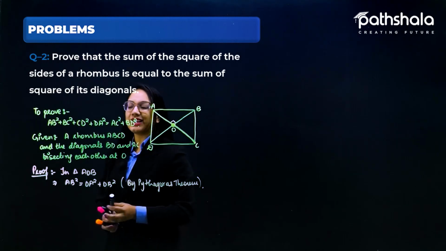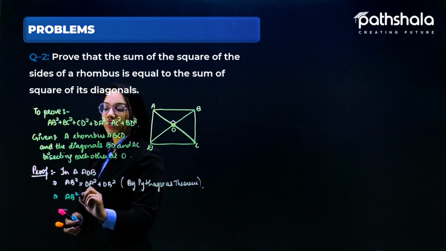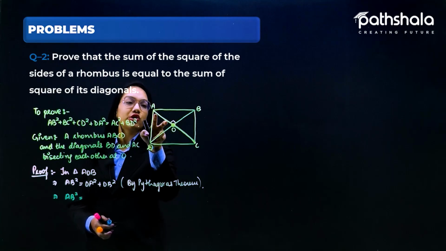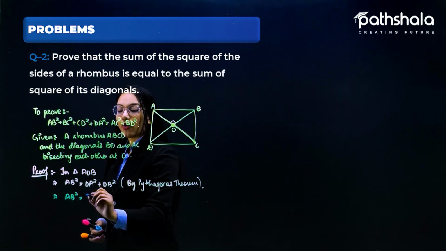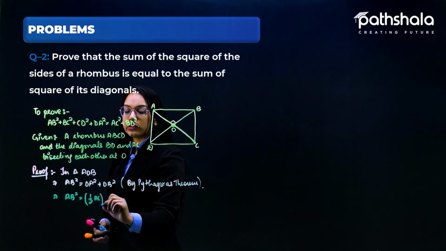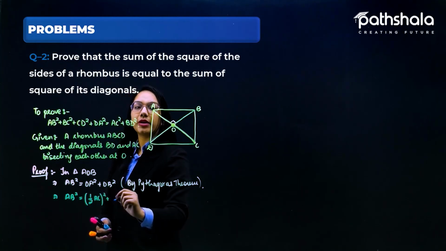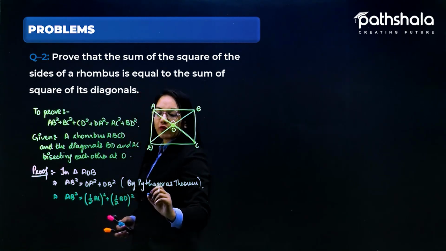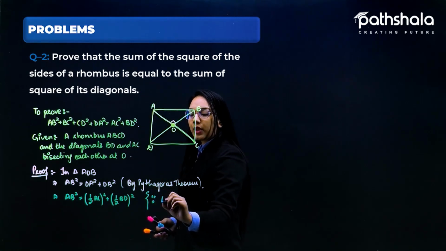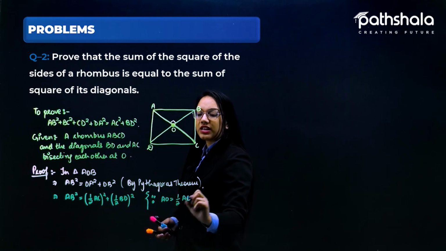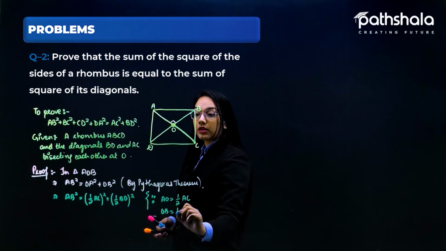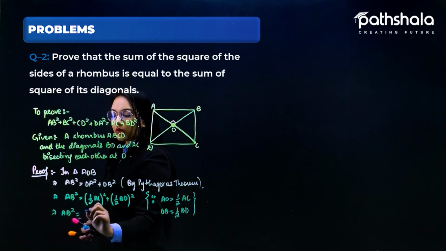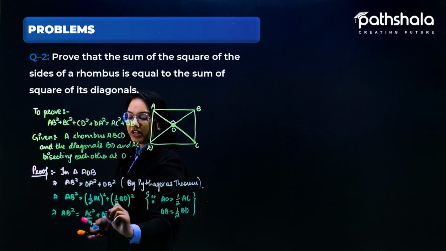Now further, as you can see, the diagonals are bisecting each other. So OA is half of AC. We can write OA as half of AC, whole square. Similarly, we can write OB as half of BD, whole square, because AO is half of AC and OB is half of BD. Hence, using this fact, AB square is equal to AC square by 4 plus BD square by 4.